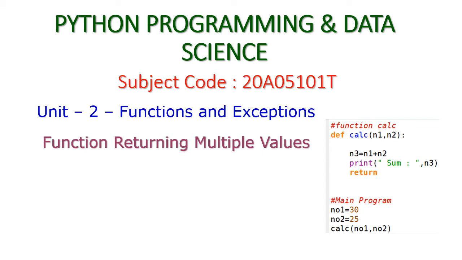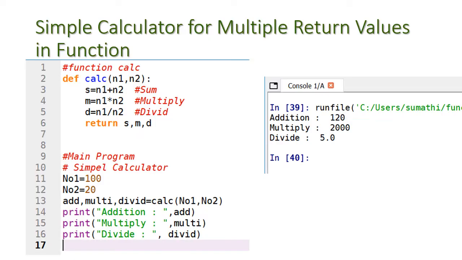And in this class we will see the function returning multiple values, and that will come under unit 2. Let us see some simple example for this title, function returning multiple values. And this is our first example, a simple calculator for multiple return values in function.